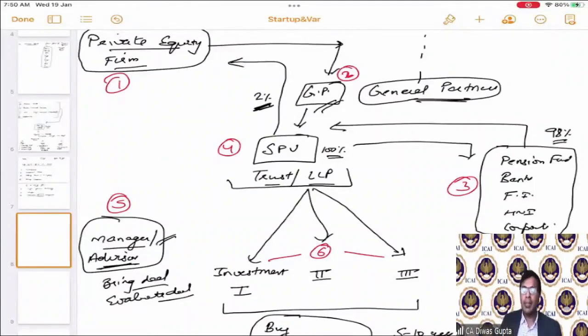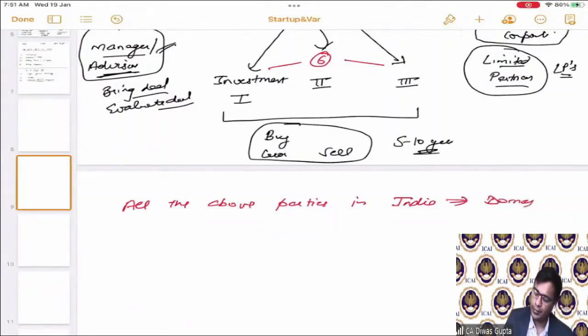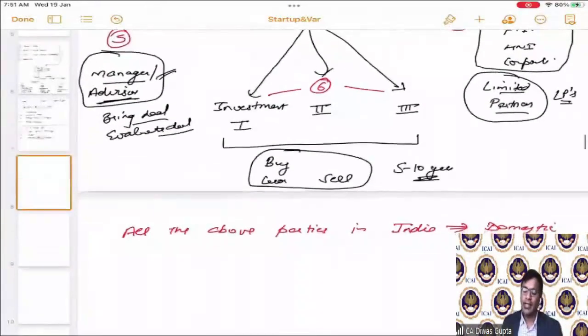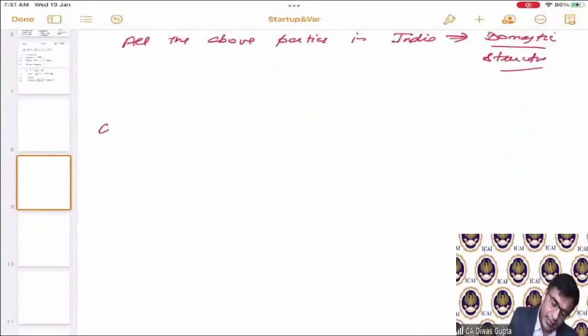If all the above parties are in India, this is called a domestic structure. I am coming to the different types of structure. So if all these parties are in India, it is called a domestic structure. But there is a second type of structure called offshore structure.